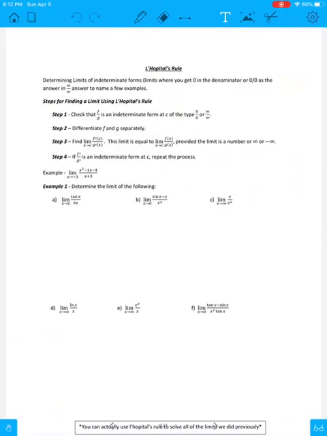All right, so we're doing L'Hopital's rule, which you guys have been looking forward to for a long time. So Jacob will be happy and so will everyone else.